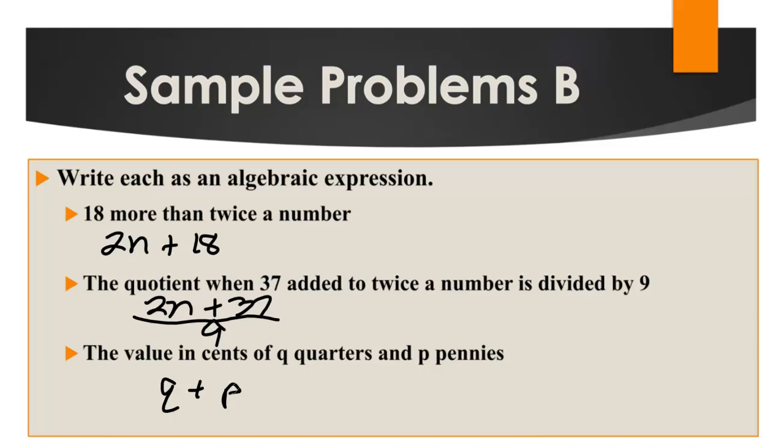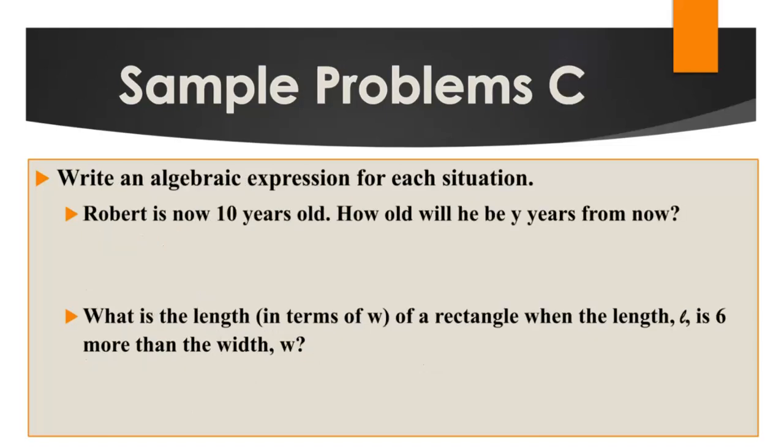So that one's a little bit different because when you're hearing value, you're like, okay, what is that talking about? But because you're talking about money, you're combining them. It's just the quarters and the pennies. Sample problem C. Here, we're going to write the algebraic expression for this situation. So Robert is 10 years old. So I'm going to write 10. How old will he be y years from now? So if I add a certain amount of years, I don't know the number of years, so I'm going to use y for it. That will be what his age would be in a certain amount of years.